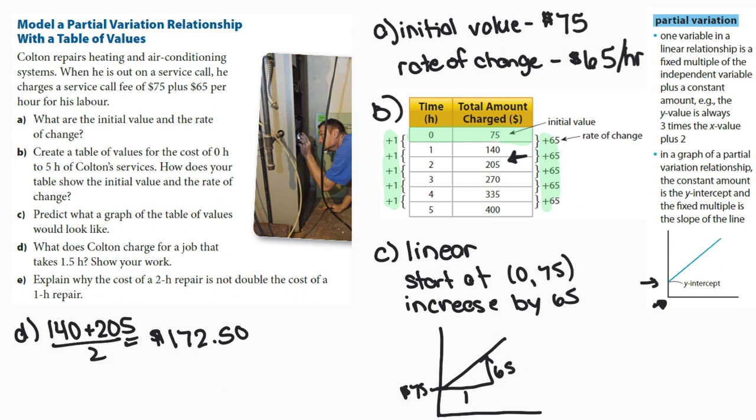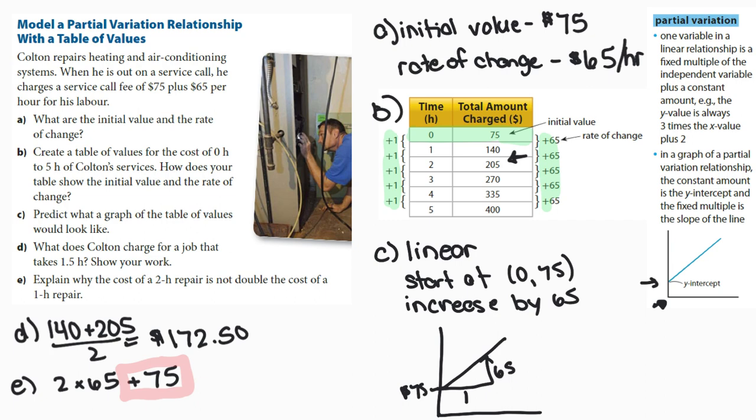And explain why the cost of a 2-hour repair is not double the cost of a 1-hour repair. And that's because a 2-hour repair would be 2 times 65, because it's 2 hours at $65 an hour, plus the $75 service call fee, that initial fee. So this plus $75 makes it so that it's a little bit more than double the hourly rate. So it's that plus 75 that's constant throughout that makes it not double the cost.